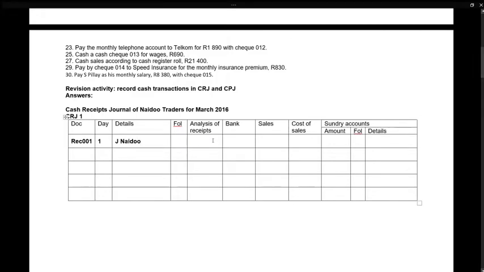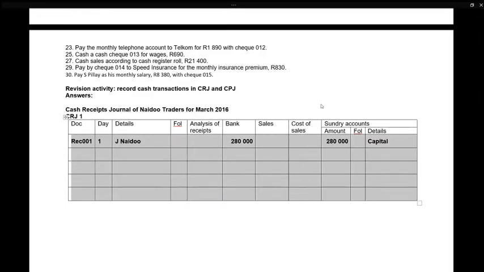Analysis of receipts will stay empty. Remember, it's a direct transfer into our bank account. Therefore, it will appear directly in our bank account. We did not receive this money because of sales. Therefore, we need to take it to sundry accounts, other transactions. These are the accounts that most often occur or are used in our business, and if it's not one that's used that often, we record it in our sundry accounts. Details will be capital. Whenever the owner deposits money or puts money into the business, it will be recorded as capital.